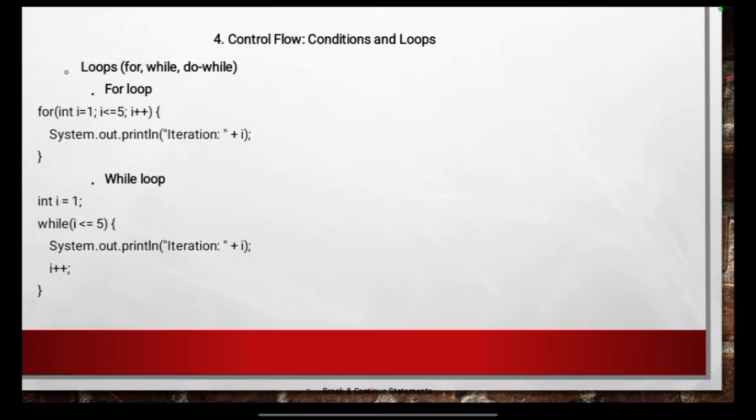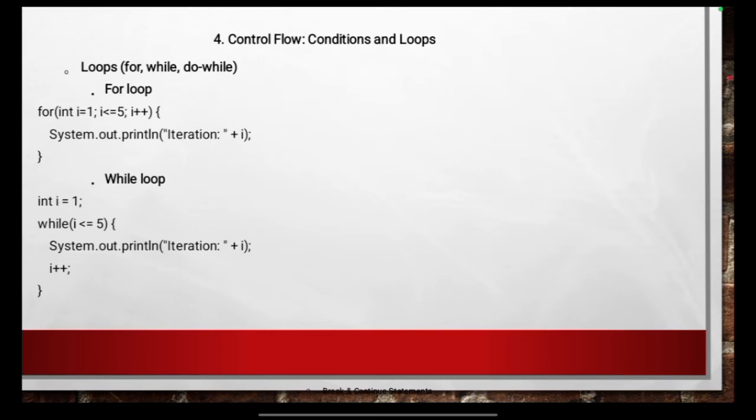This is a for loop, used when you know exactly how many times you want to repeat a block of code. Int i equals 1 initializes the loop counter i with 1. I less than or equal to 5 is the condition: the loop keeps running as long as i is less than or equal to 5. I plus plus is the increment that increases the value of i by 1 after every iteration. System.out.println iteration plus i prints iteration followed by the current value of i during each loop cycle. It shows which iteration the loop is on.